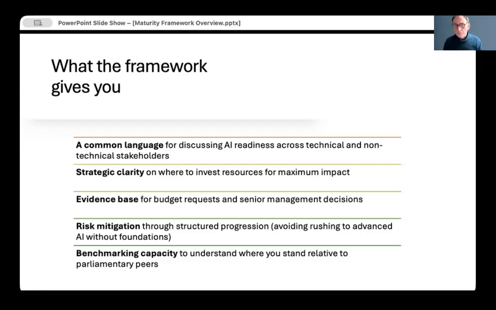And all of this is great, but you need to know where you are. So the framework is also about benchmarking your capacity. Where are you? How are you doing with your AI? How does it relate to other parliaments?